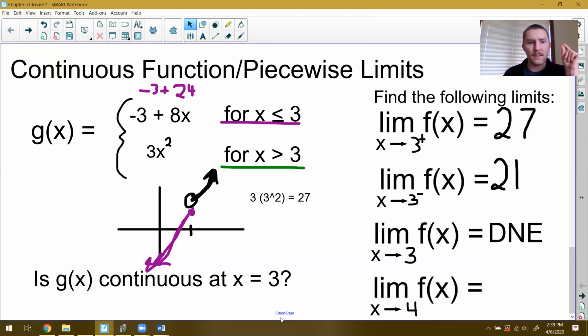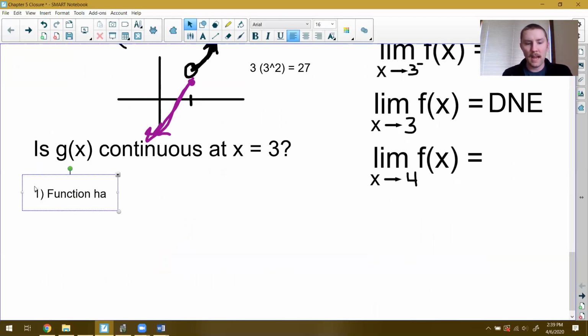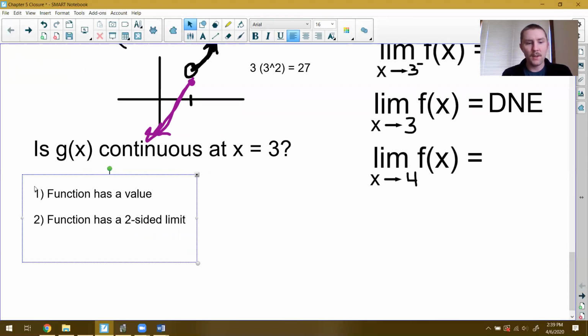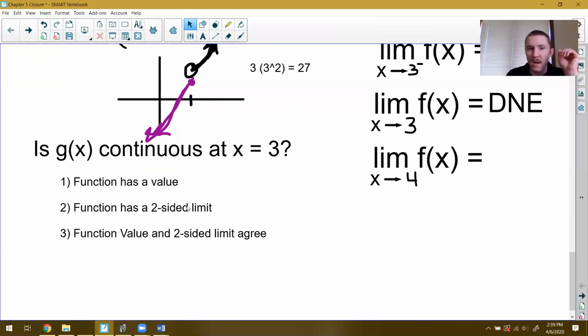The other question I'm asked is: is g of x continuous at x equals 3? One thing we should remember are the 3 criteria for a continuous function. Number 1, the function has a value. Number 2, the function has a two-sided limit. And number 3, the function value and the two-sided limit need to agree, right? If we can check all 3 of those boxes, then we have a continuous function. Can we check all 3 of those boxes for x equals 3 in this case?